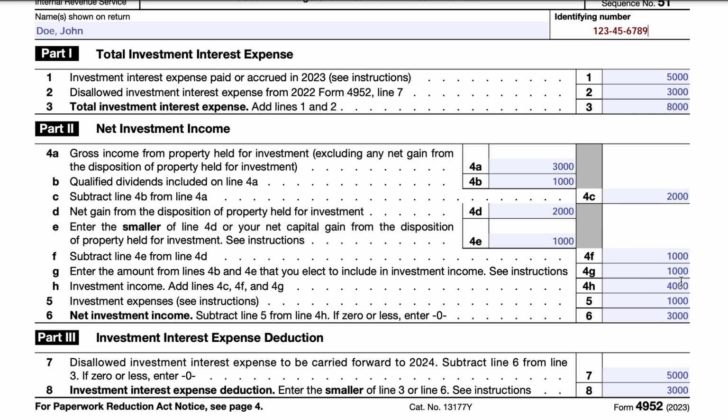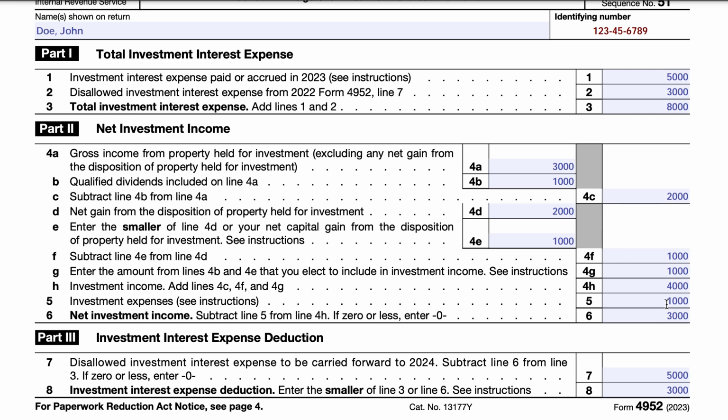get to $4,000. So line 5 includes investment expenses, which are your allowed deductions other than an interest expense directly related with the investment income. For example, if you had depreciation or depletion that was allowed on these assets, you would enter that as an expense here. So you would also include anything that was reported to you on your K-1 by a partnership or S corporation, but only if you're allowed to deduct that on your tax return.